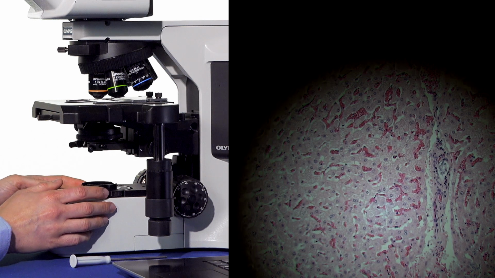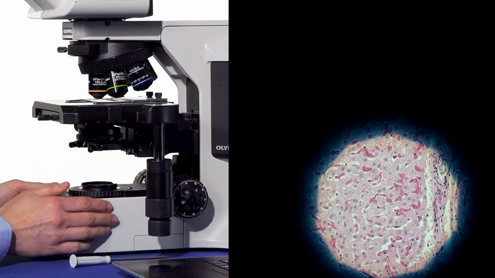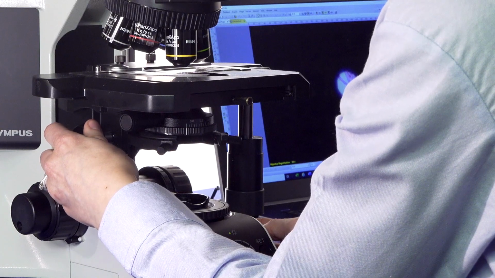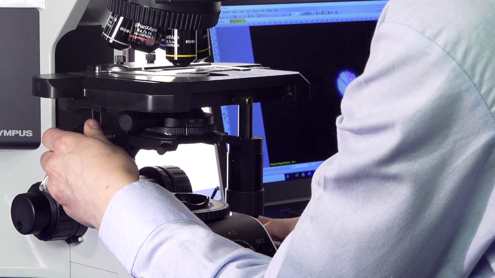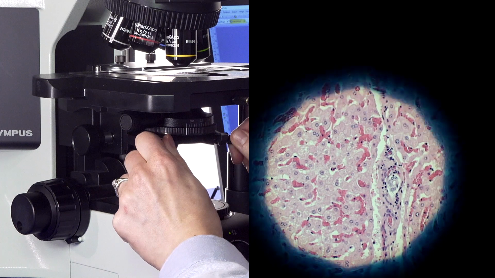The next step is to close down your field diaphragm so that you see a spot of light in your field of view. Bring the substage down so that you see sharp octagonal edges in your field of view. Centre your spot of light in the centre of your field of view.